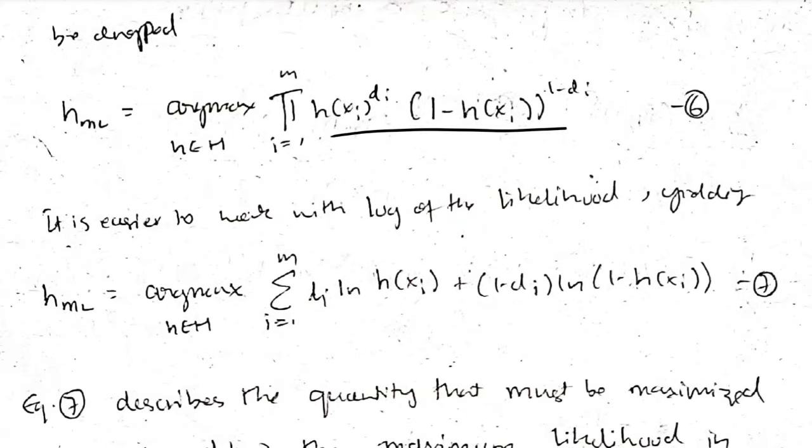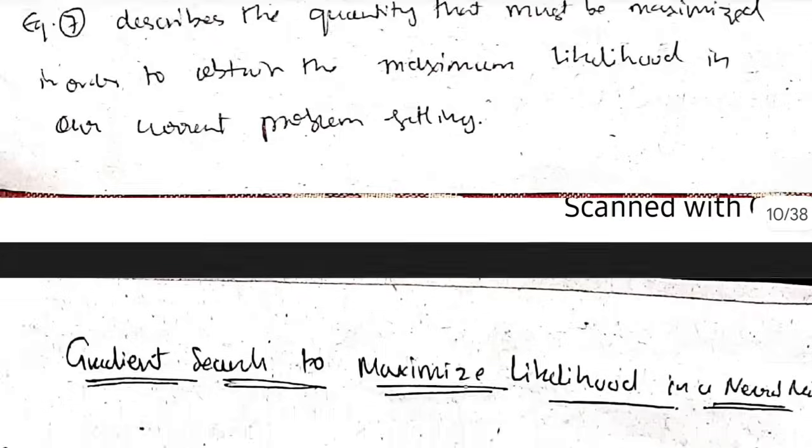It is easier with the logarithmic values, so we'll again be adding the log values here. And this describes the maximum criterion for any hypothesis in the given problem setting. So this is what you have to write if they ask you about the maximum likelihood for predicting probabilities.